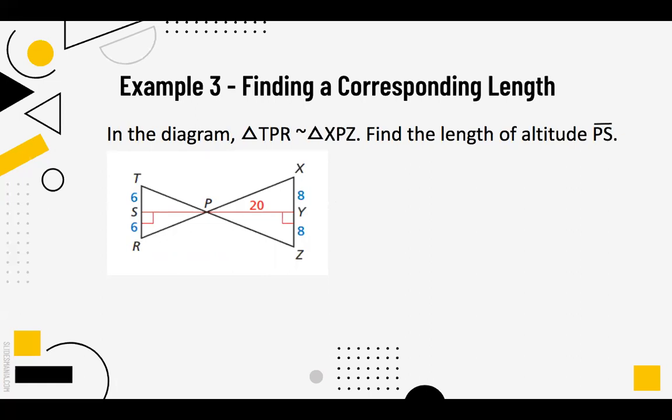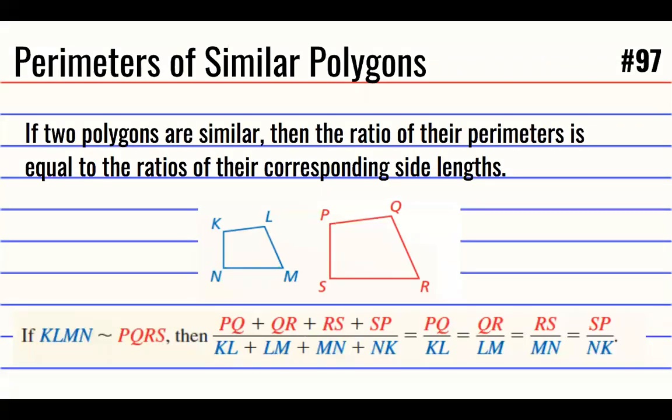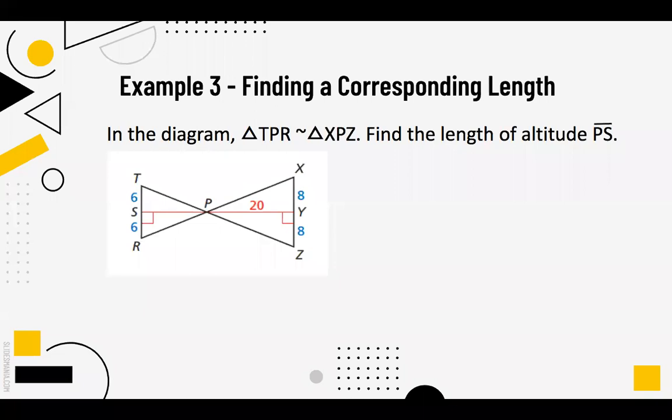All right, so when we look at triangles, we can also look at the parts of the triangle to say that those parts are proportional. It is asking us about the altitude, which is PS. So I'm going to start with PS.